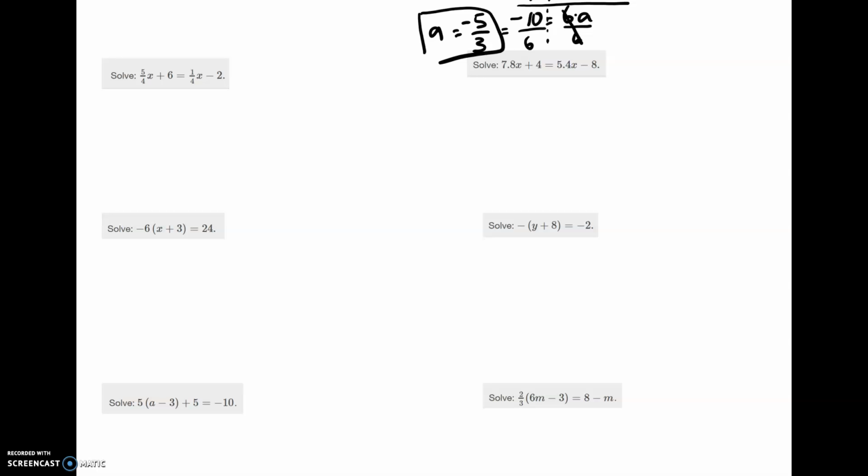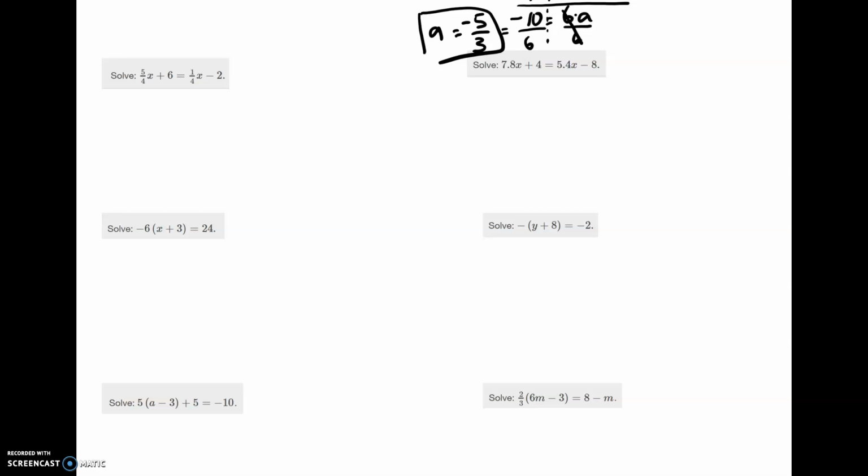All right, welcome back to part 2 of solving linear equations. We left off starting to solve linear equations with fractions and decimals, and then we're going to get into some where we have parentheses. So let's go ahead and get started with the first one that has fractions in it.